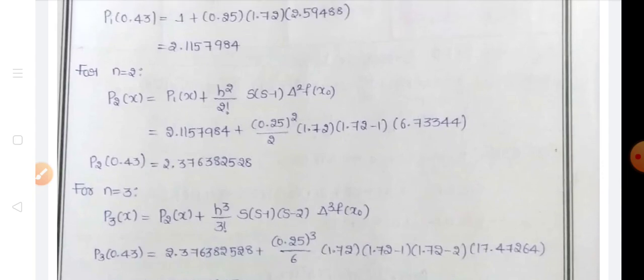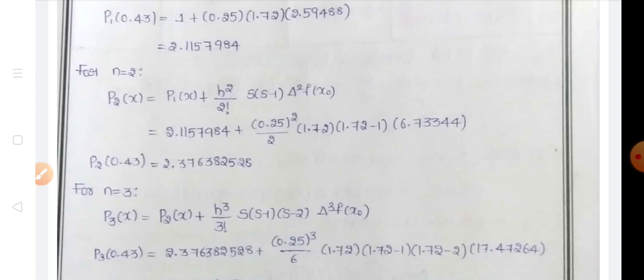P2 of x is equal to P1 of x plus h square by 2 factorial s into s minus 1 delta square f of x naught. This is Newton's second divided difference formula. Next, P2 of 0.43 is equal to P1 of x, that is 2.1157984 plus h, 0.25 whole square by 2 into s, 1.72 into 1.72 minus 1 delta square f of x naught.